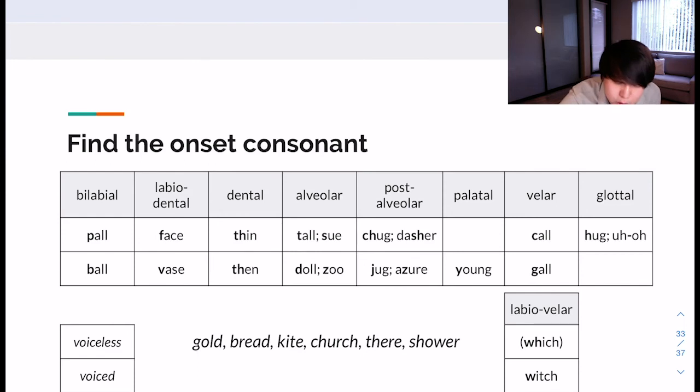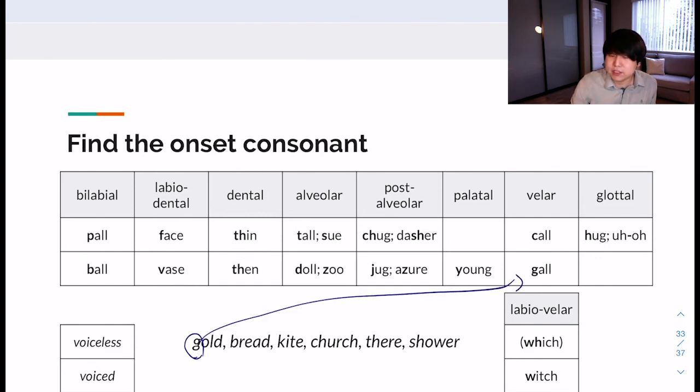First of all, gold. It starts with the g sound. G is in a velar position, as in g in gall. Gold, gall, so they are the same sound. So the beginning consonant of gold is voiced and also velar.